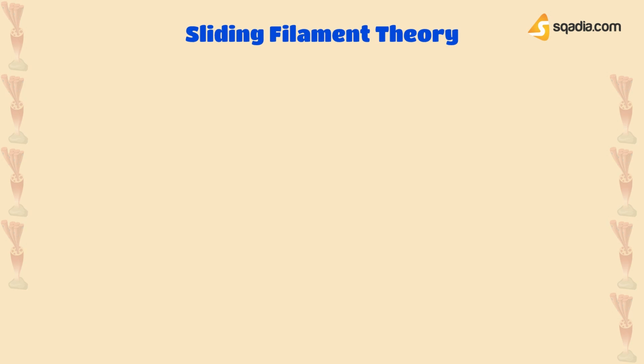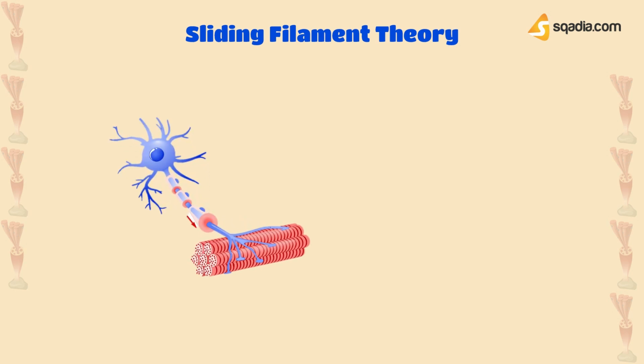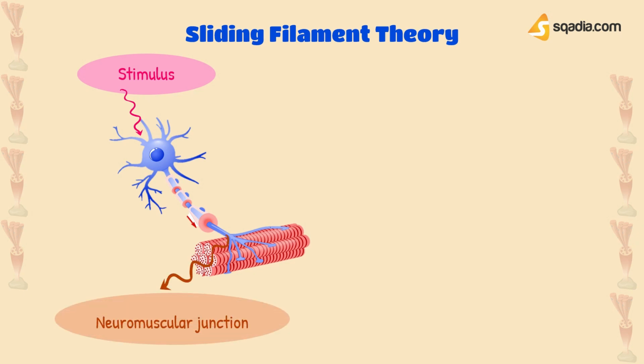But before starting the sliding filament theory, let us go back to the smaller details first. It all begins with a stimulus that is provided to the muscle, signaling it to initiate movement. This signaling is done due to the neuromuscular junction, and this stimulus triggers the release of a neurotransmitter known as acetylcholine from the neuromuscular junction. The neuromuscular junction serves as the connection point between nerves and muscles, responsible for transmitting signals from the nervous system to the muscle fibers.